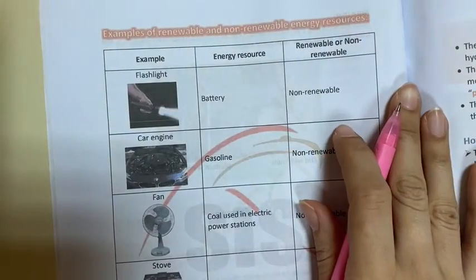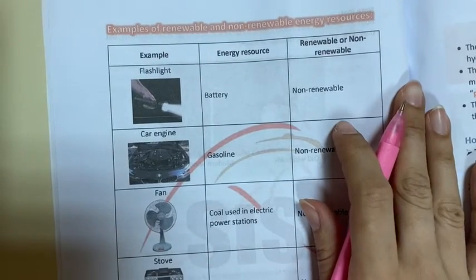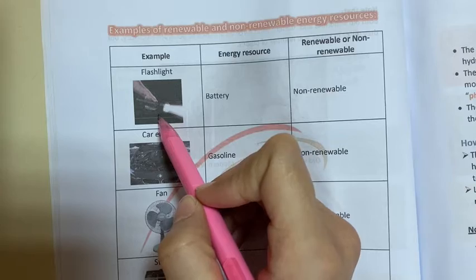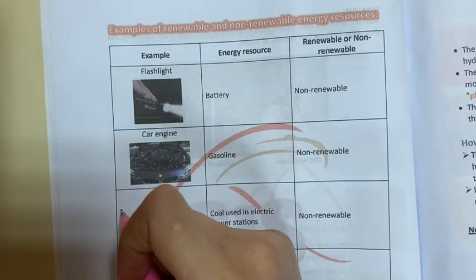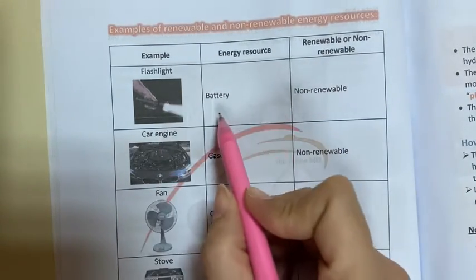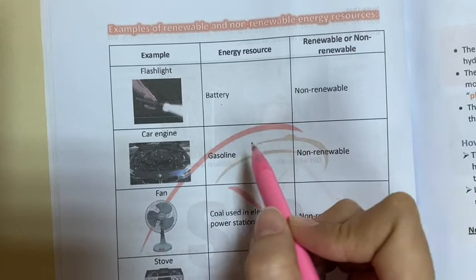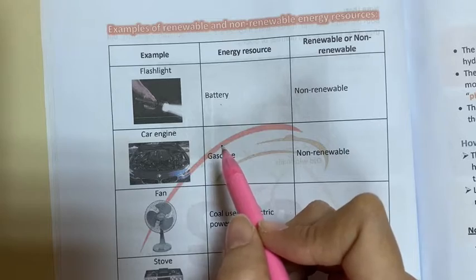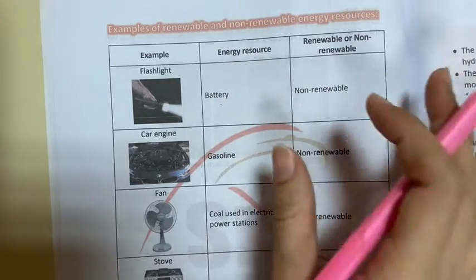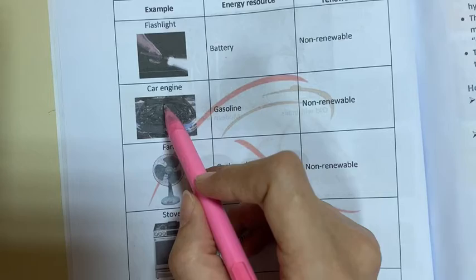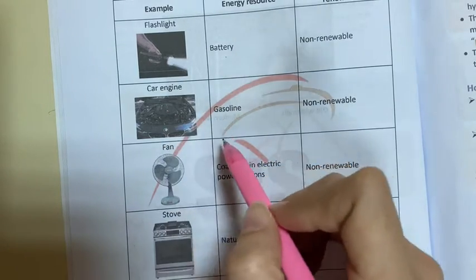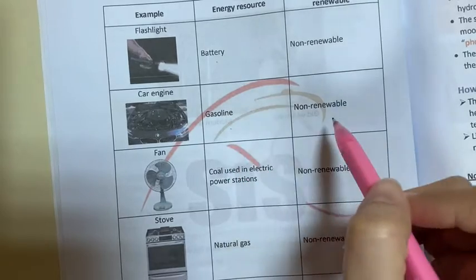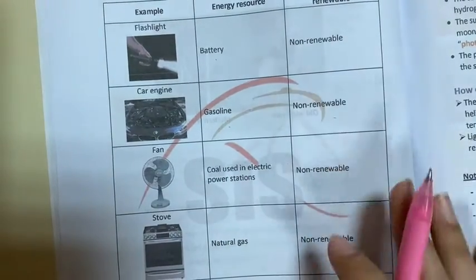Here are some examples of renewable and non-renewable energy resources. Let's start with the flashlight. What is the energy resource for the flashlight? Yes, battery. Is it renewable or non-renewable? Non-renewable. Once the battery is finished, we will replace it. What about the car engine? What is the energy resource of the car engine? Gasoline. Is it renewable? No, it's non-renewable.